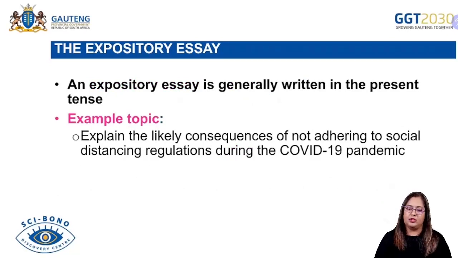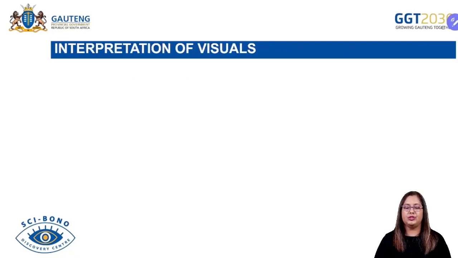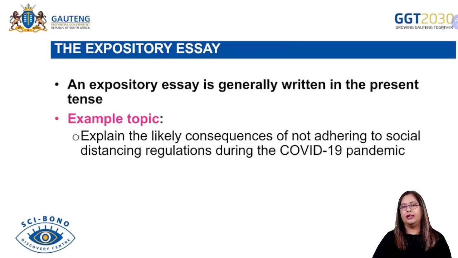So let's look at an example topic here. Explain the likely consequences of not adhering to social distancing regulations during the COVID-19 pandemic. So, how would you essentially look at that particular topic? Now, remember, grade 12s, it is a current situation we are going through. COVID-19 has not gone anywhere. It's still very much alive and with us. So when you are explaining the consequences of not adhering to social distance, you will have to give us facts.